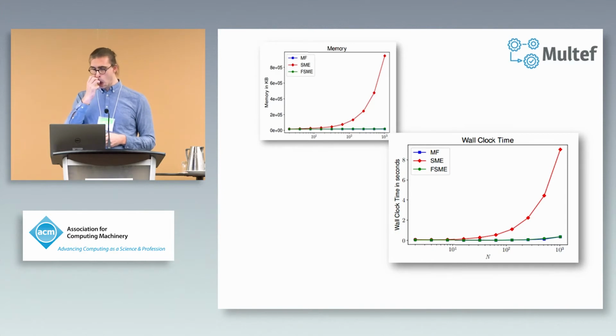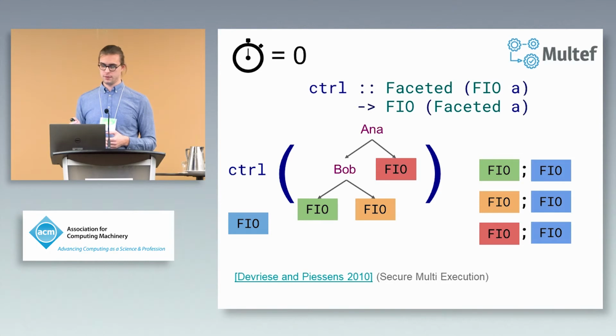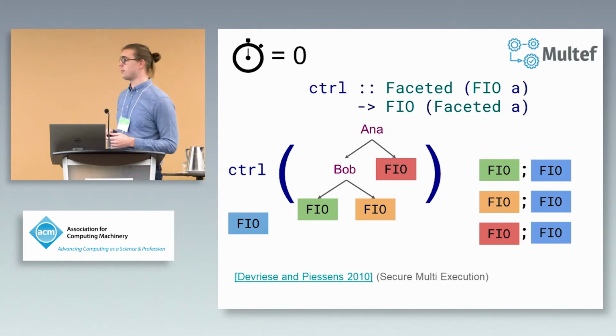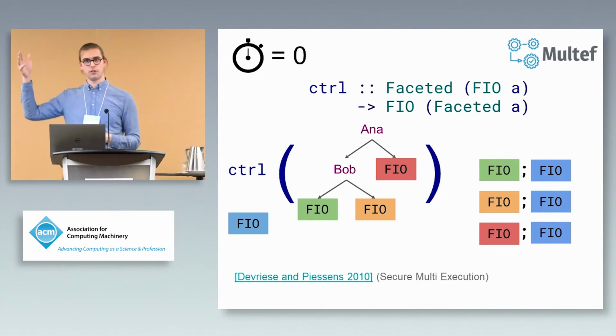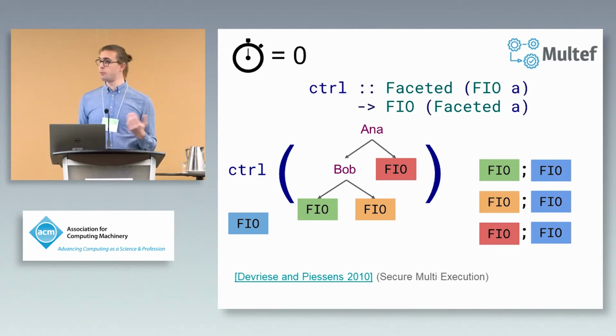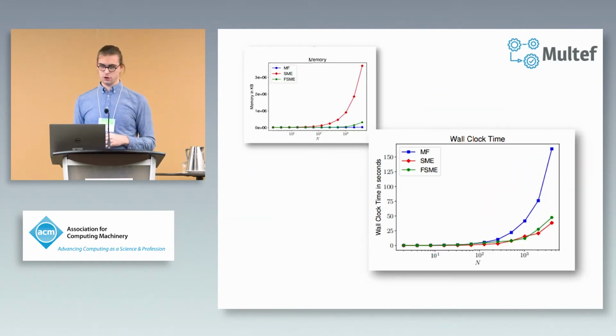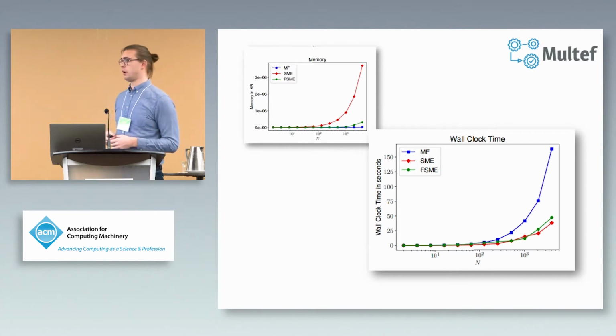However, for time, now suddenly SME is performing way, way worse. And why is this? Well, remember, I'm copying up the rest of the computation into every thread. So the big, heavy dumbbell that we saw is going to be copied up into every parallel thread that we spawn. Not great for performance. So performance is application dependent.